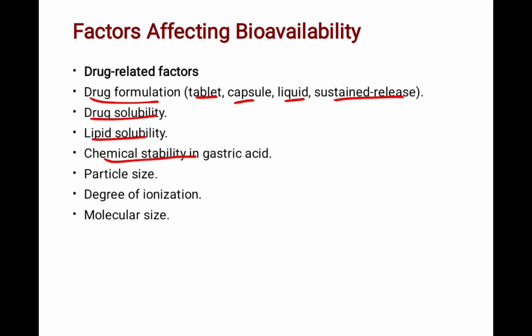We have the chemical stability in gastric acid. If the drug is given by oral route and part of this drug is destroyed or dissociated into an inactive form in the stomach by gastric acid, then this drug will not get to systemic circulation in an unchanged or active form, and that will decrease bioavailability. We have particle size.